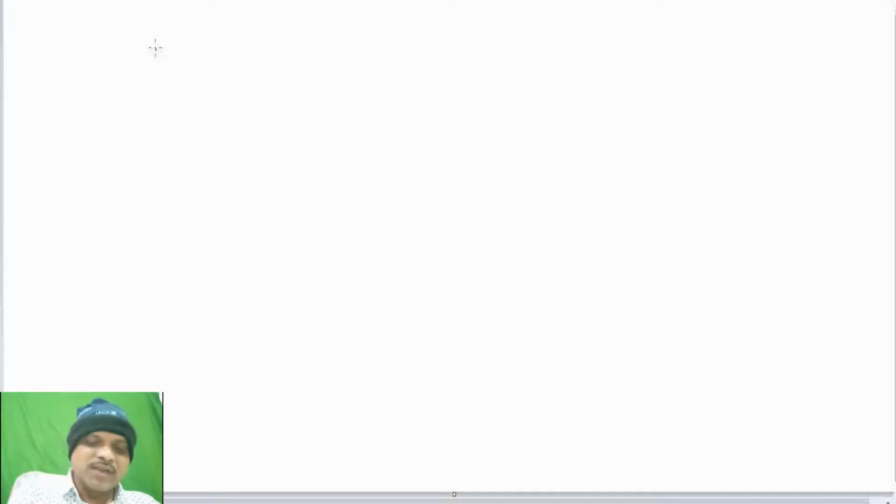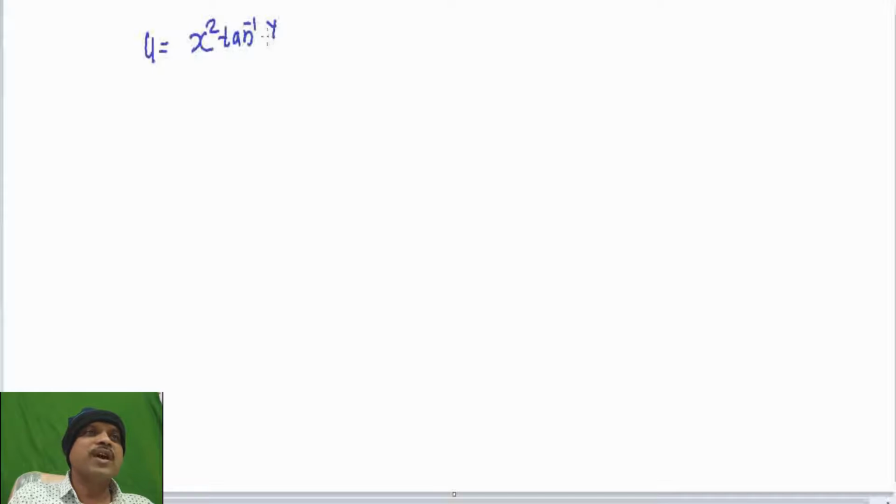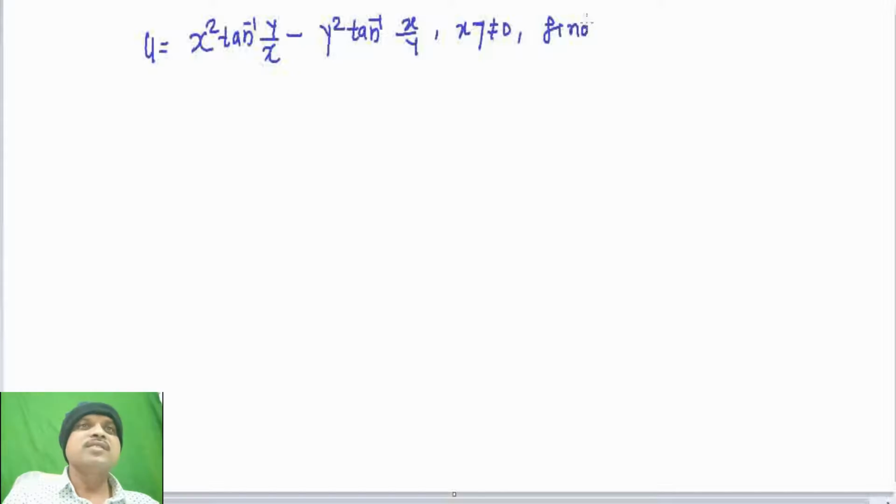So let us consider, if u equal to x square into tan inverse of y divided by x minus y square into tan inverse of x divided by y, where xy not equal to 0. Then find delta 2 u by delta x delta y. So here I have to calculate the second derivative of this function.